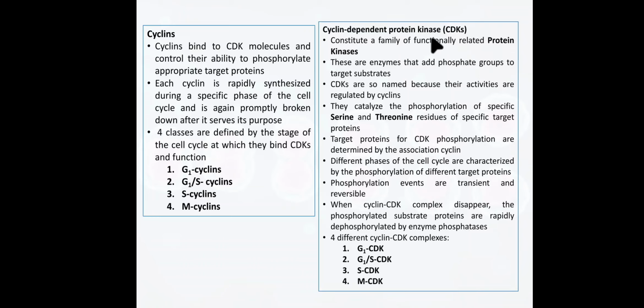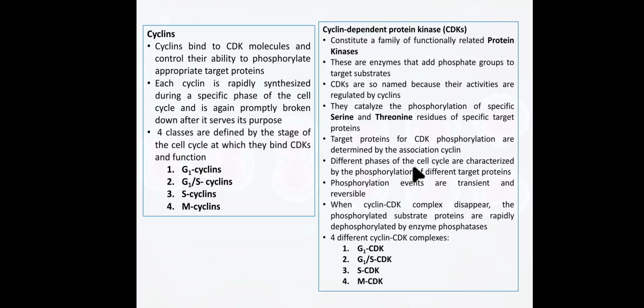Coming to cyclin-dependent protein kinases, CDKs, they constitute a protein kinase family. Kinase means it phosphorylates proteins. These are enzymes that add a phosphate group, so phosphorylation is happening. CDKs are so named because their activities are regulated by cyclin, so it is cyclin dependent. They catalyze the phosphorylation of specific serine and threonine residues of specific target proteins. Target proteins for CDK phosphorylation are determined by the associated cyclins.